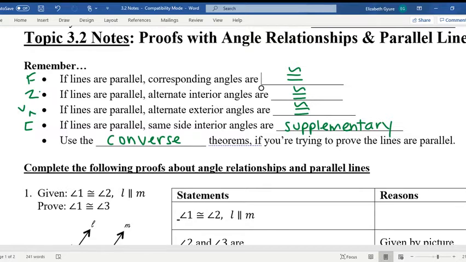If corresponding angles are congruent, then the lines are parallel. If same side interior angles are supplementary, then the lines are parallel. So if the lines are parallel, you'll know these things about your angles, and vice versa. If you know that you have one of these angle relationships, then you know your lines will be parallel. And then we just have to fill out a few proofs about them.